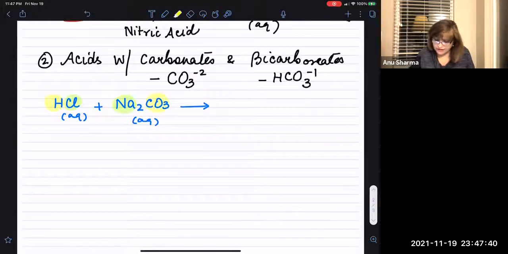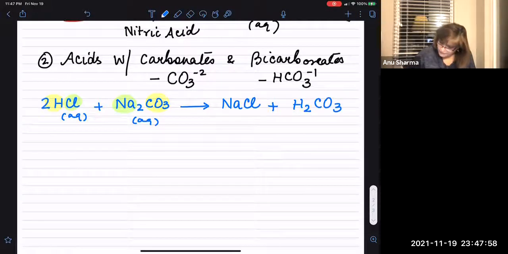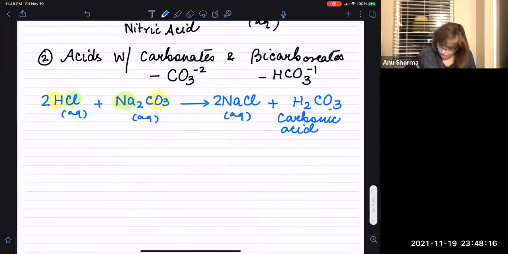combines with carbonate. Let's write this down first: NaCl plus H2CO3. So there are 2 sodiums, 2 chlorines, 2 hydrogens, and carbonate. But keep in mind that this is carbonic acid, and carbonic acid is a weak acid.